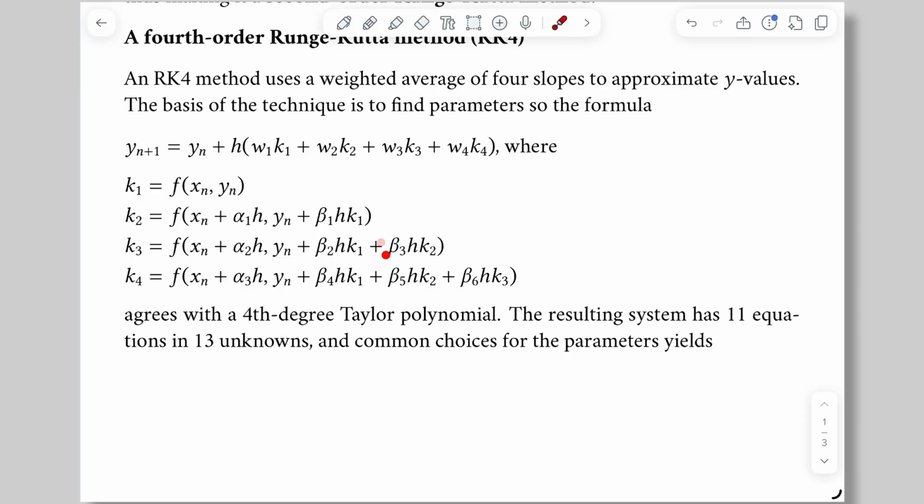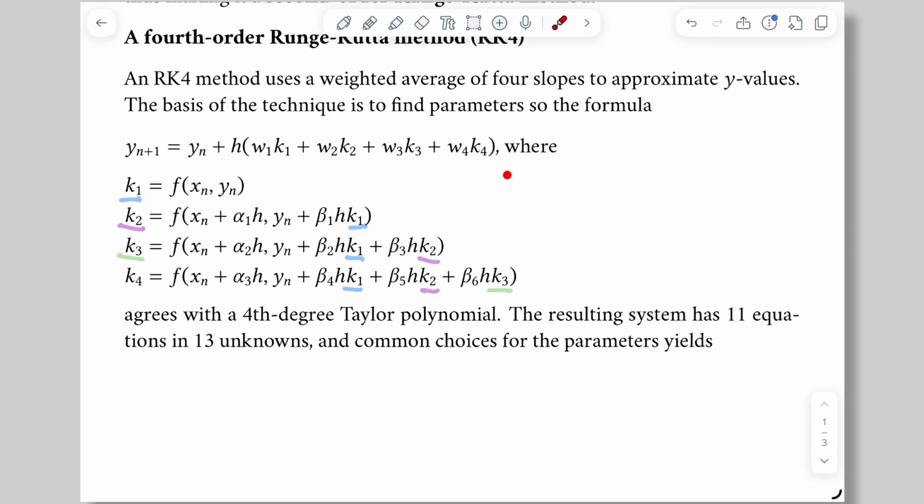A lot of details here. What I want you to get is y sub n plus 1 is y sub n plus h times a weighted average of 4 slopes, w1k1, w2k2, w3k3, plus w4k4, all added together. k1 is f of x sub n, y sub n. Now that's going to come from the original differential equation, just like we saw in Euler's method. k sub 2 is this formula. It's rather complicated, but we need k1 in order to get k2. We need k2 and k1 in order to get k3. And we need k3 and k2 and k1 in order to get k4.